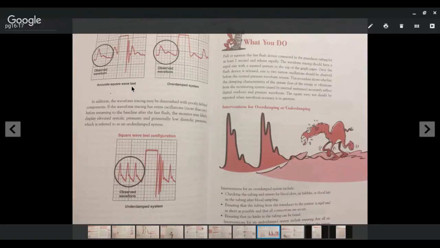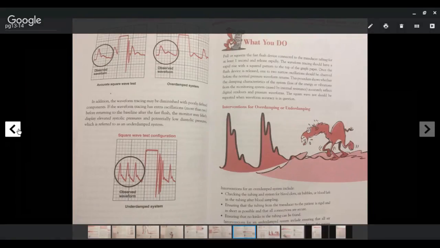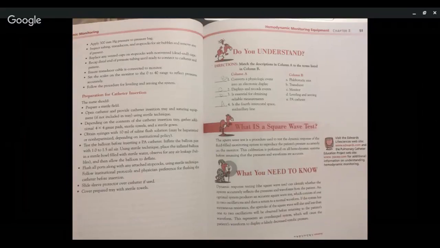So this is what the accurate square test should look like. See the observed waveforms. Let me read this part over. So what is a square wave test? The square wave test is a procedure used to test the dynamic response of the fluid-filled monitoring system to reproduce the patient's pressure accurately on the monitor. This calibration is performed on all hemodynamic systems before assuming that the pressures and waveforms are accurate.